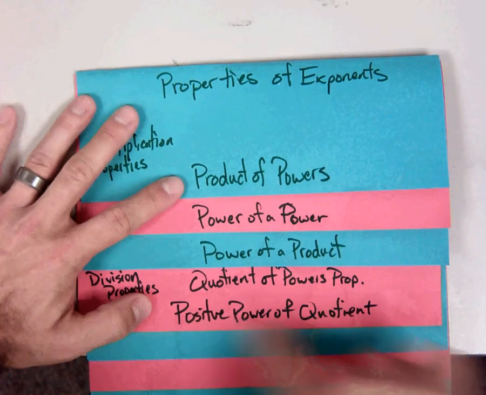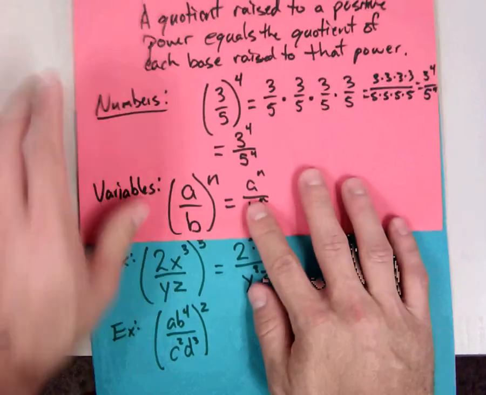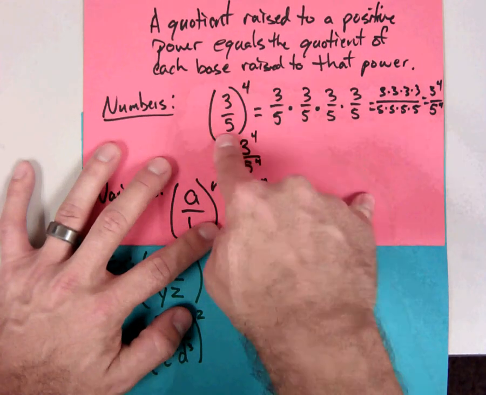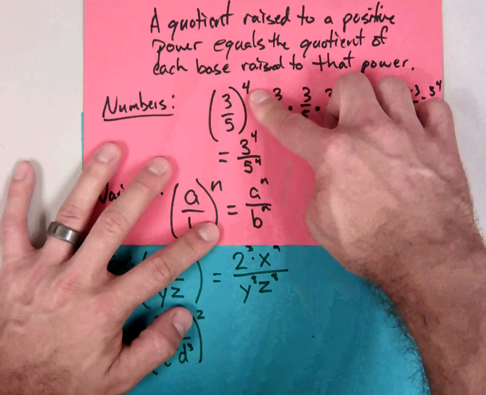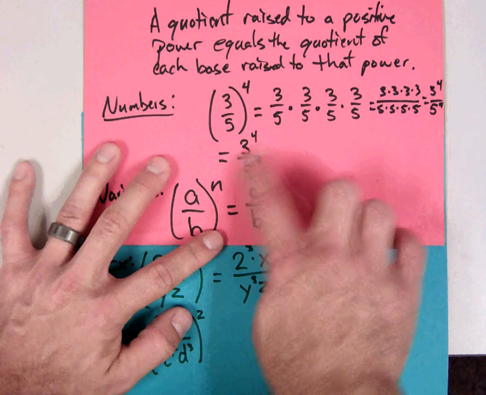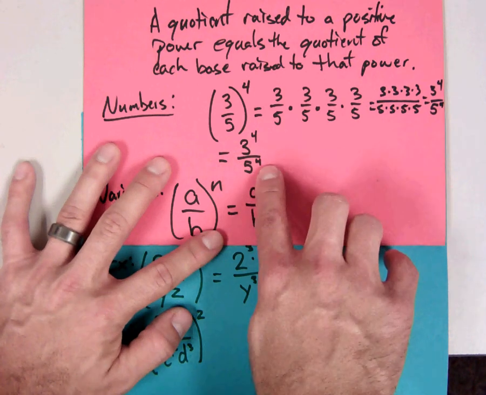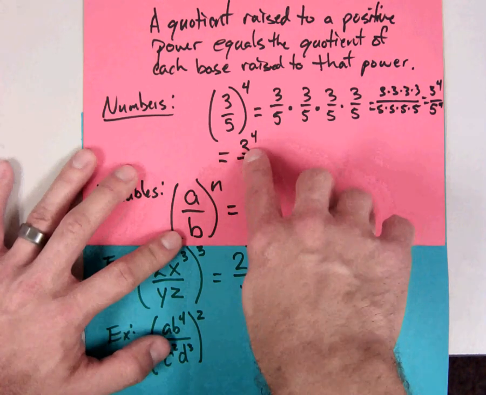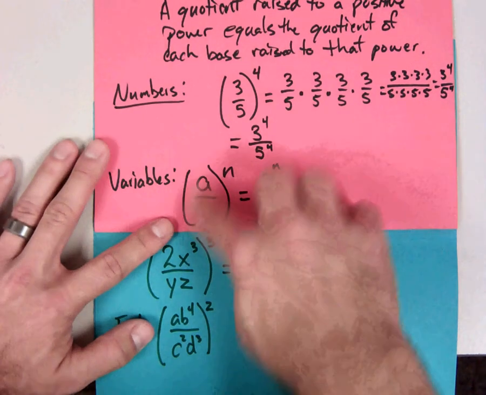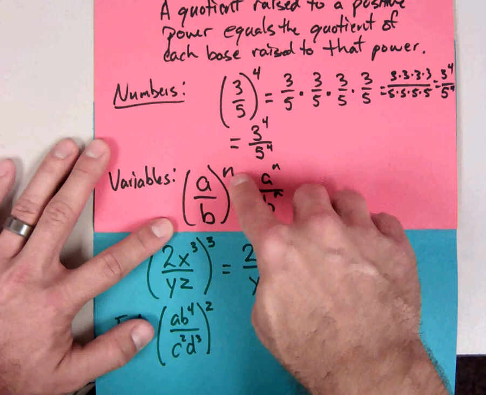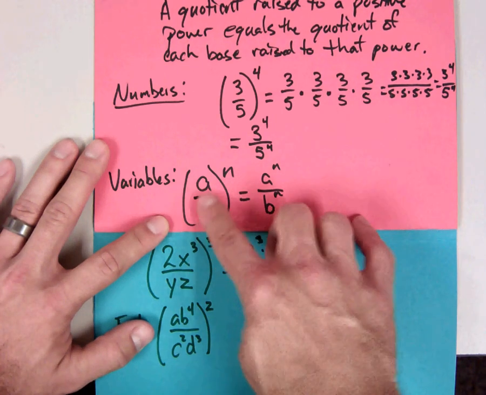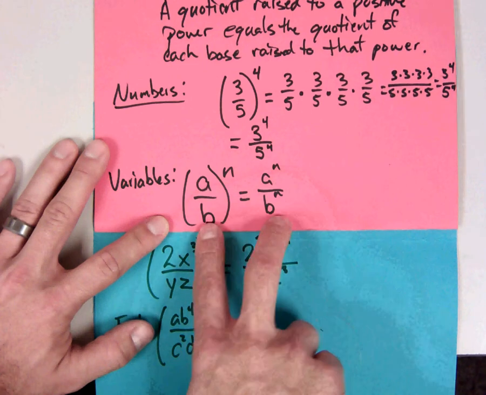We have the positive power of a quotient property, which we finished up in the last video. I had expanded 3/5 raised to the 4th power. We can see that each base is raised to that power. We finished with 3 to the 4th and 5 to the 4th, and I could evaluate those numbers. Now, with variables, if I have a divided by b raised to the nth power, each base will be raised to that power. So I have a to the nth and b to the nth.